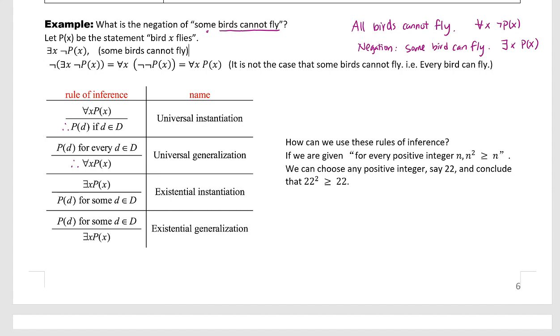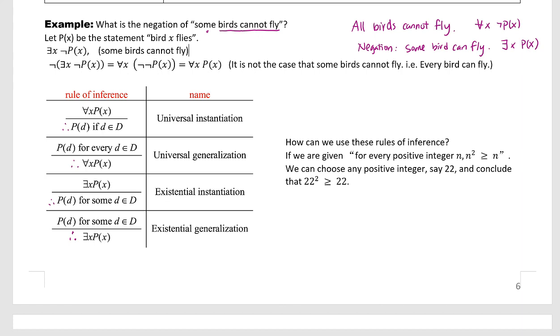Next, there exists x, P of x. That means P of d is true for some d in the domain. This is called existential instantiation. Next, P of d for some d in the domain. Therefore, there exists x, P of x. This is called existential generalization.